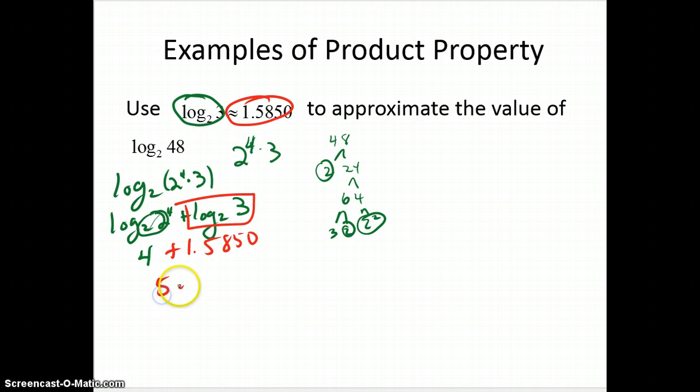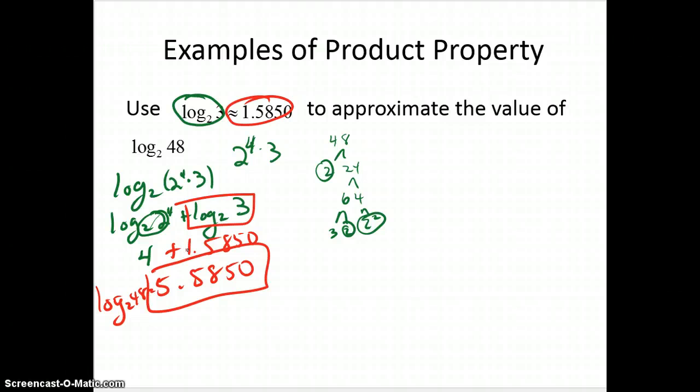So that gives our final answer to be 5.585. Okay, if you want to include the last part and say log base 2 of 48 equals that, I think that's a good idea as well. Not necessarily 100% necessary on that. You can just write this number, I'm okay with that, but if you want to write that little add-in, that's always a nice little addition to it.